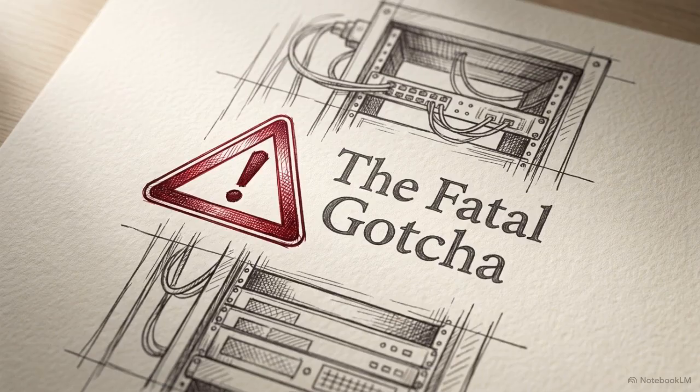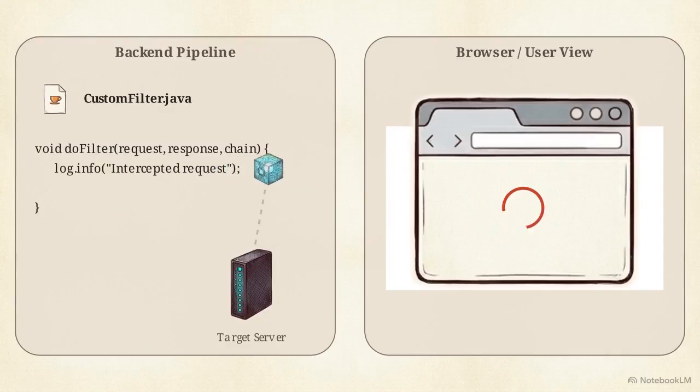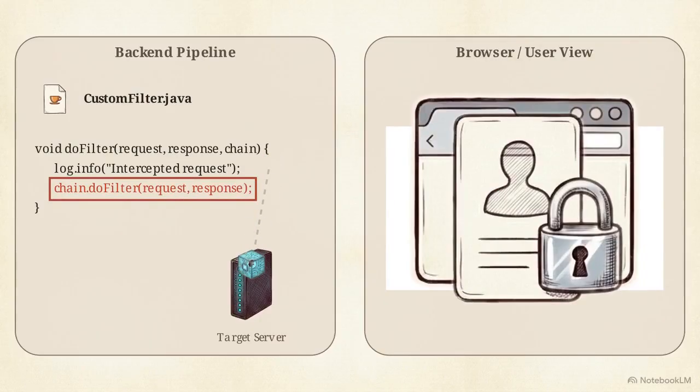A common point of failure occurs right after writing the interception logic inside doFilter. If you do not pass control to the next link in the filter chain, the request stops. When you omit this handoff, the pipeline hangs. The browser keeps loading indefinitely, and the user receives a completely blank page. Executing chain.doFilter, passing the request and response objects, allows the request to resume its journey to the server.